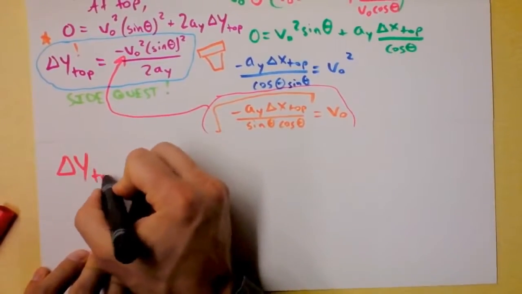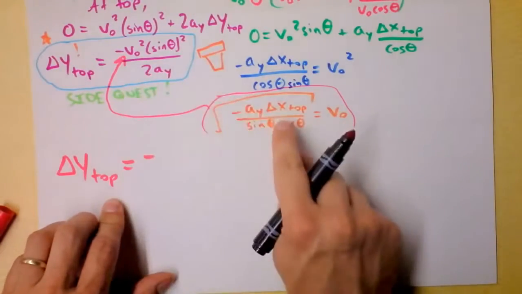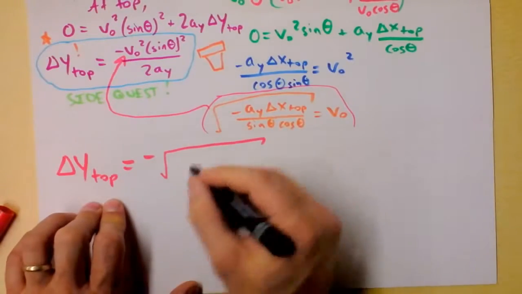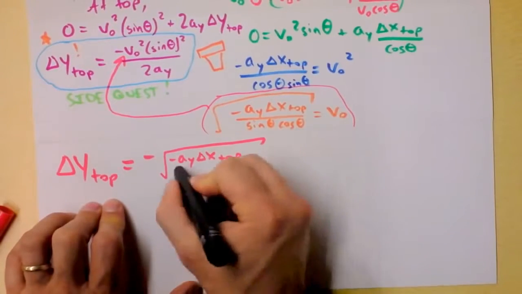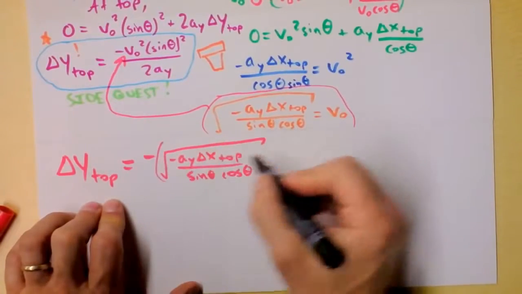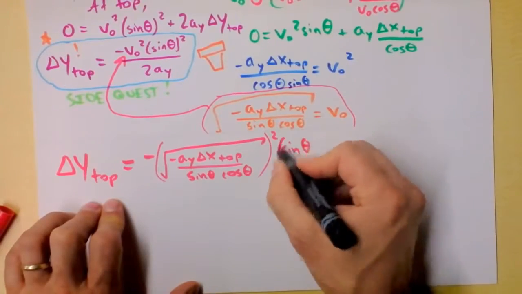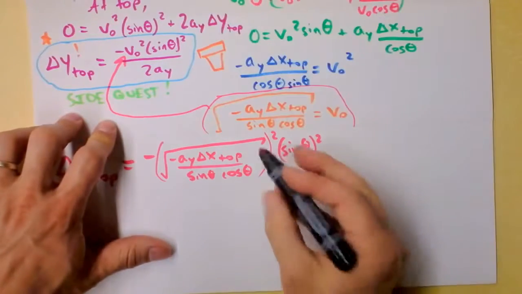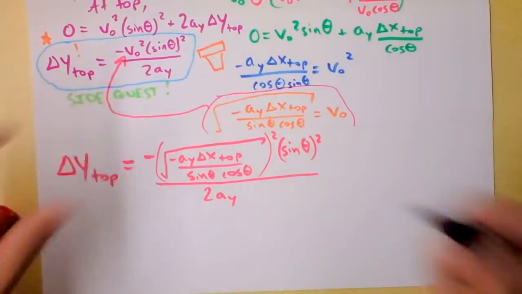Delta y at the top equals. Now I'm supposed to put a minus sign down, and then I'm supposed to scroot all this business right here. So I'll show that step. I got all day, right? You guys, you can skip it if you're getting bored. Negative ay delta x at the top divided by sine theta cosine theta. And then this thing is supposed to be squared. And I'm multiplying that by sine theta, that quantity squared. See that? Those are the same thing. Then I'm supposed to divide the entire thing by 2 a sub y.